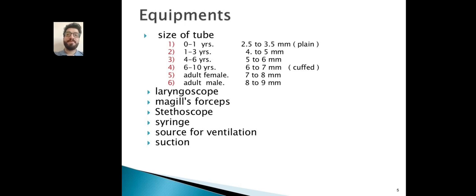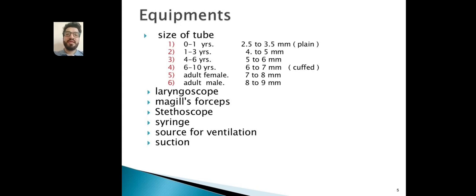In case of this tube there are various sizes that are available, and they are according to the age group. For example, if the patient is a neonate of the age of 0 to 1 years, then we'll be using 2.5 to 3.5 mm tubes, and they will be plain tubes. Because when we talk about the different types of tube, there is plain tube and there is cuffed tube. The plain tube does not have any cuff that can be inflated, while in a cuffed tube there is a cuff that is inflated inside the trachea.